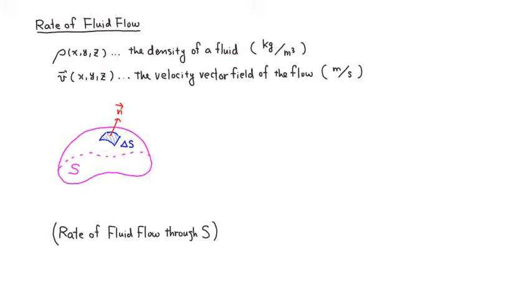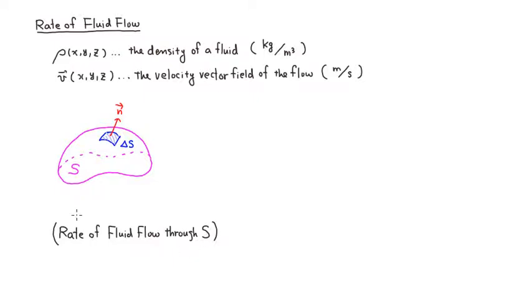The example unit of the density would be mass over unit volume, like a kilogram per cubic meter. The velocity vector field, since it's a velocity, is going to be meters per second or something like that. So what happens is, if you want to know the fluid flow through a certain surface, we want to find the rate of fluid flow through a surface S.